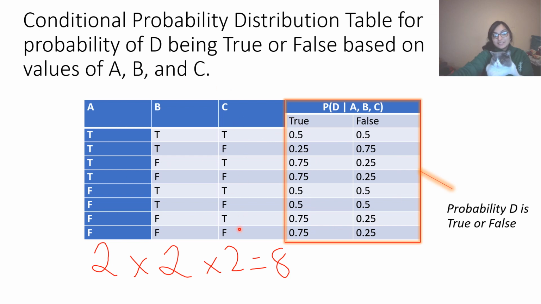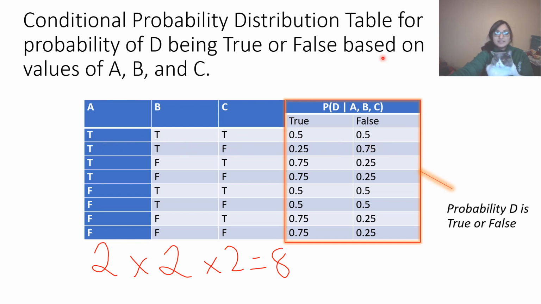these 8 possible outcomes. The first one is where all 3 of them are true: A is true, B is true, C is true. And given that, D is a 50-50 chance of being true or false. Then in the second case, A is true, B is true, but C is false. Given this information, the probability that D is true, given that A is true, B is true, and C is false, is 25%. But the probability that D is false instead, given that A is true, B is true, and C is false, is 75%.